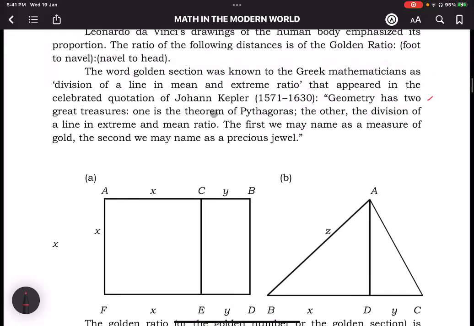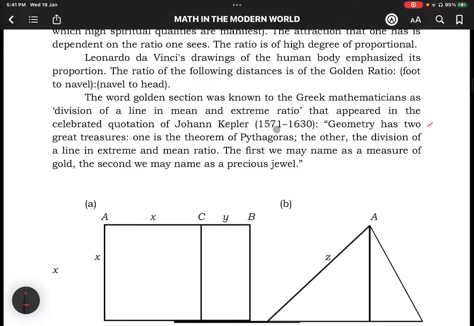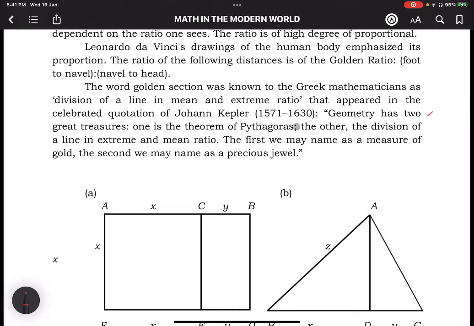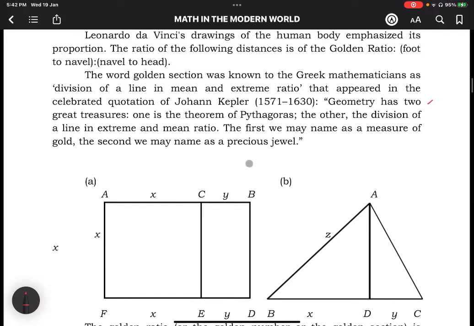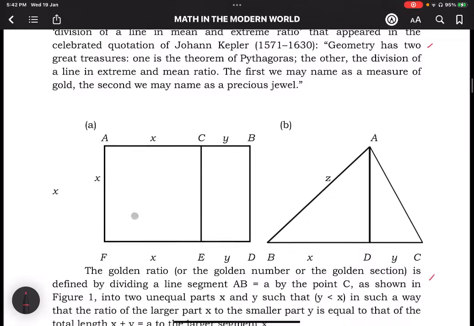In relation to the golden ratio, John Kepler said that geometry has two great treasures. One is the theorem of Pythagoras, and the other the division of the line in extreme and mean ratio. The first we may name as a measure of the gold, the second we may name as a precious jewel. So dito galing yung golden ratio.